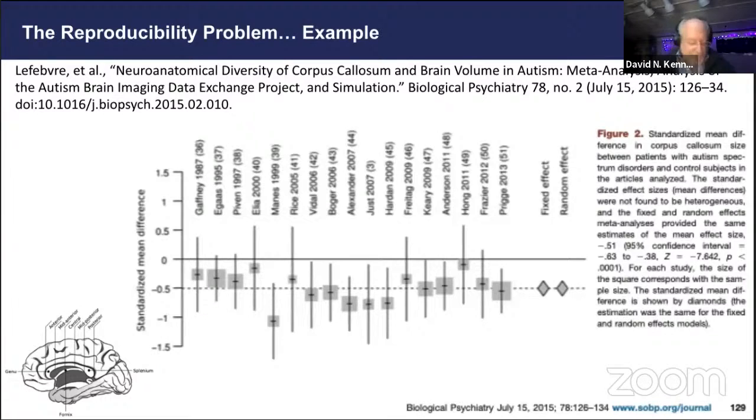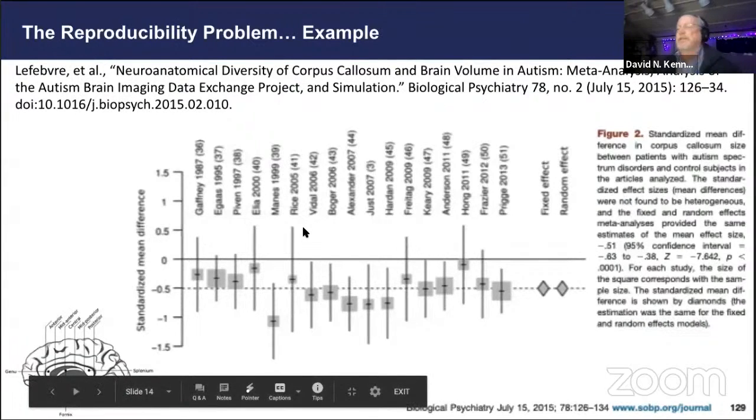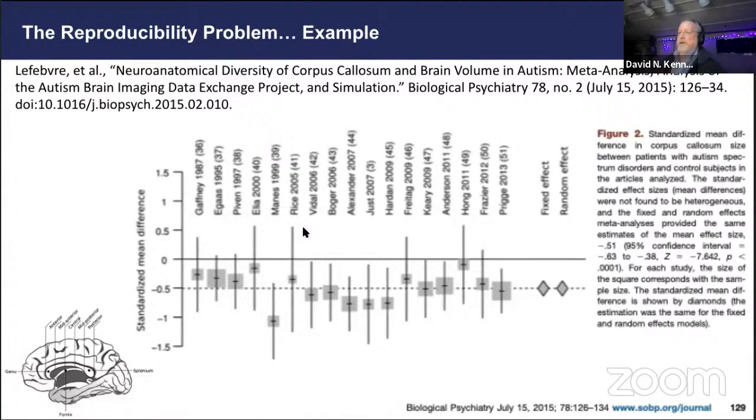And one of my favorite examples, of a semi-pervasive effect, certainly in the volumetric literature, is documented in this publication here by Anne Lefebvre and Roberto Toro. In this case, they're looking at what was felt to be a pretty stable finding, that across lots of publications in the autism literature, if you look at the corpus callosum volume, you find significant decrease in corpus callosum volume as a function of autism.